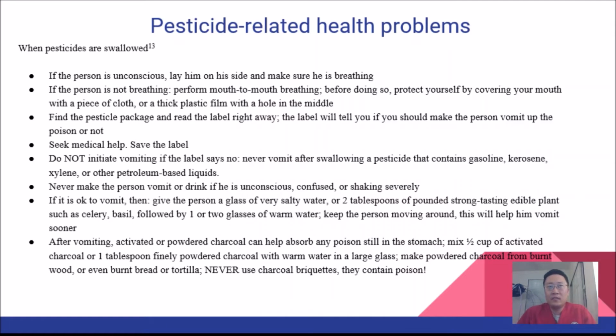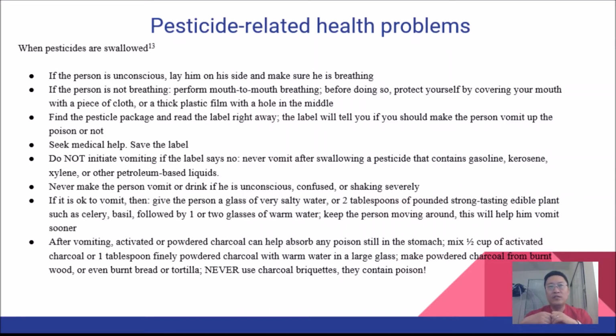So when pesticides are swallowed, if the person is unconscious, lay him on his side and make sure he is breathing. And if the person is not breathing, you can perform mouth-to-mouth breathing. But before doing so, try to protect yourself first by covering your mouth with a piece of cloth or a thick plastic film with a hole in the middle. Just put it on your mouth so you don't inject the poison yourself.